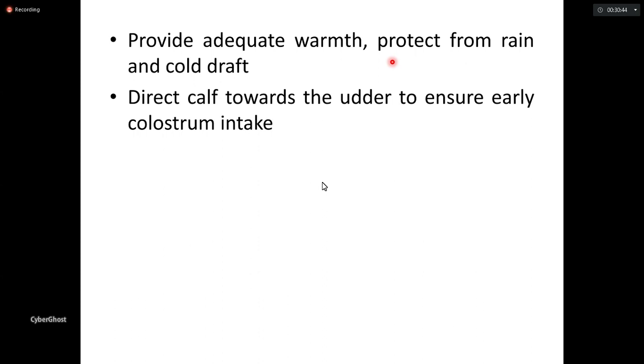So either we can direct the young ones to go to mom and start drinking milk, or what we can do is, we can milk the colostrum, or we can harvest the colostrum from the mom and provide it separately through a bottle to these young animals. So either way is okay.